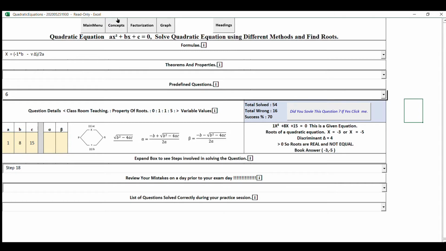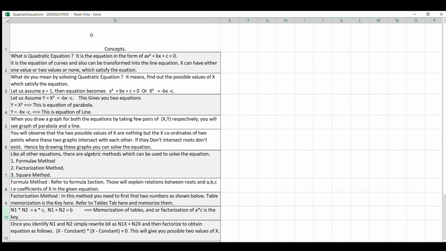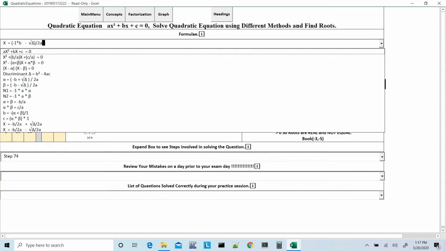Now let's go back again to concepts. Before we get into concepts, let's look at the formula method. In the formula method, there is nothing I have to explain to you. Basically, what you are doing is directly using formulas. So now let's take a look. What are your formulas? Here. How do you calculate alpha and beta?